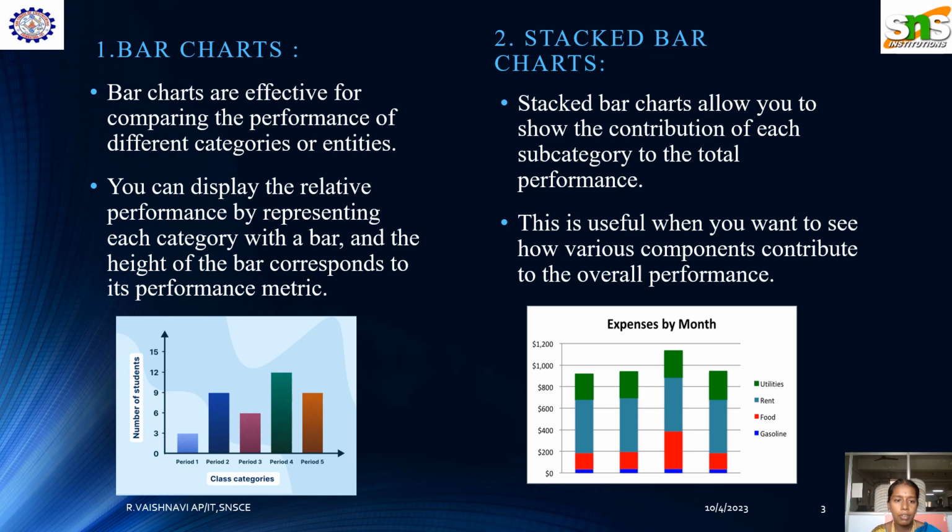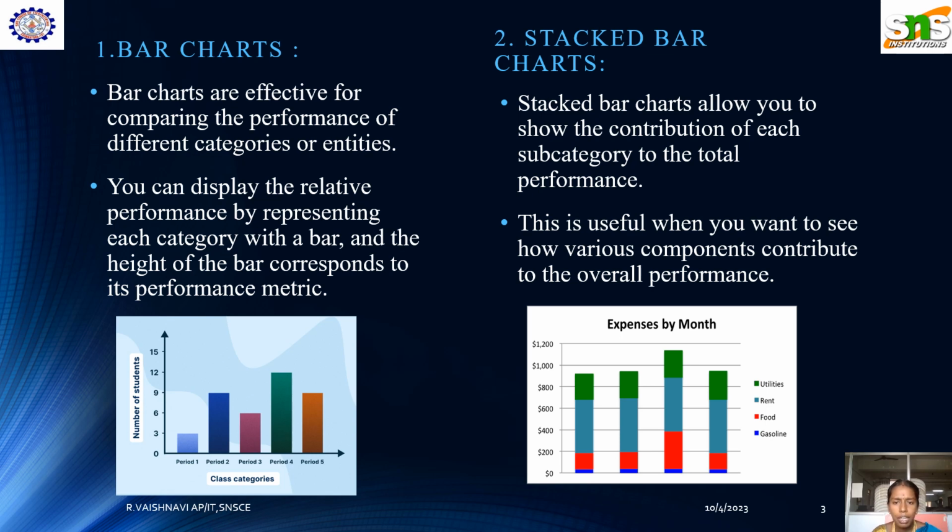Bar charts are effective for comparing the performances of different categories or entities. You can display the relative performances by representing each category with a bar, and the height of the bar corresponds to its performance metric. Here we have the example for the bar chart, number of students and the class categories.